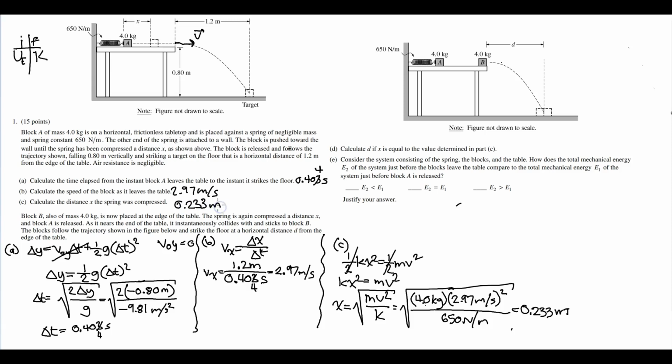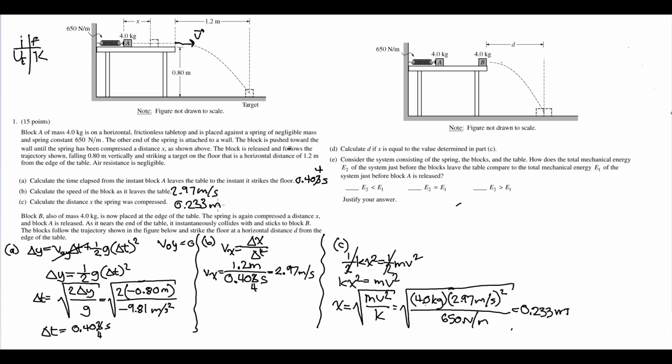0.233 meters. Okay. So here's where it gets a little trickier. Let's move on. Block B, also mass 4 kilograms, is now placed at the edge of the table. The spring is again compressed a distance x, and block A is released. As it nears the end of the table, it instantaneously collides and sticks to block B.